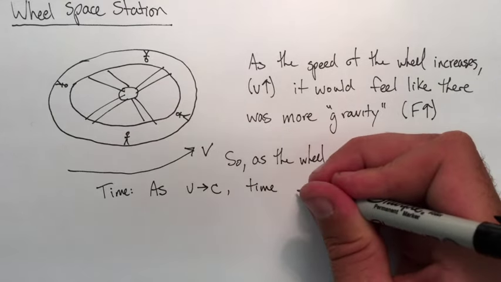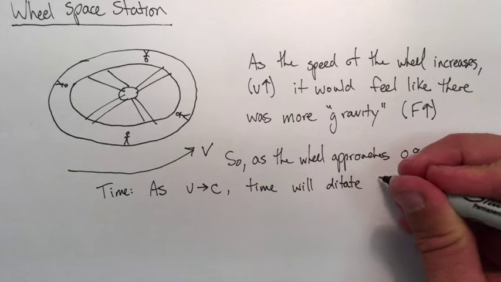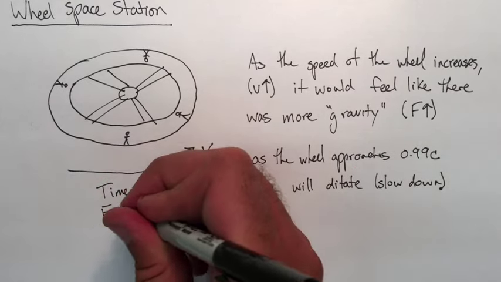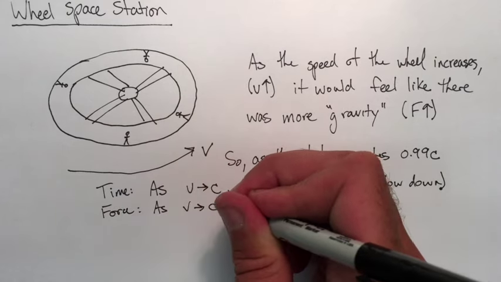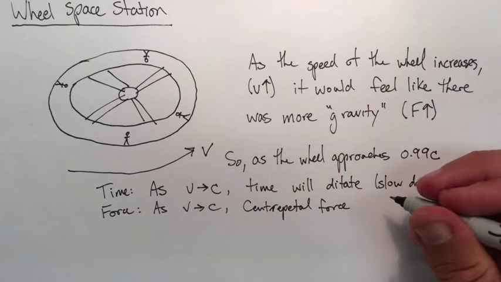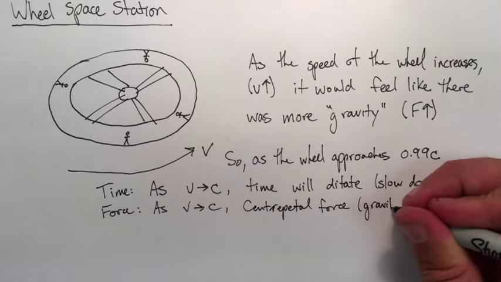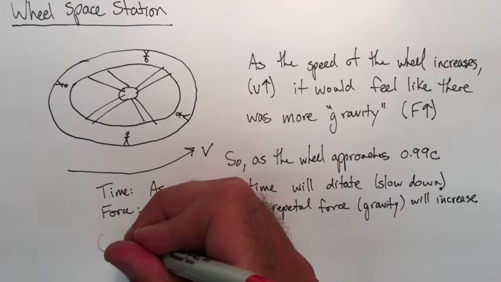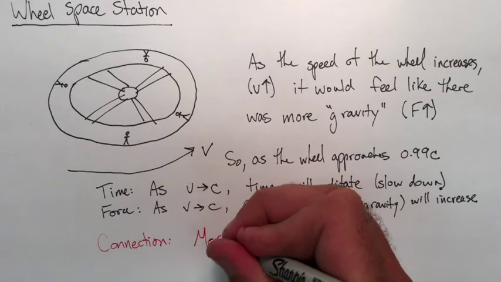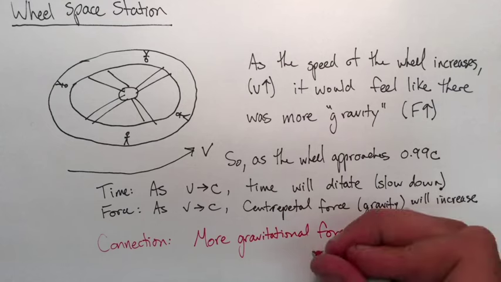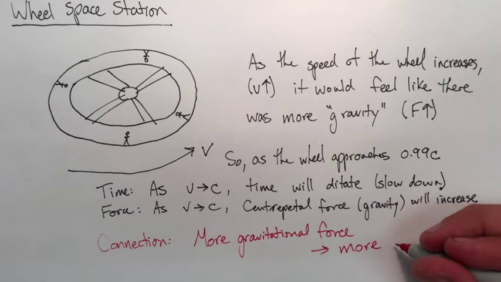If we look at how time is affected, we know that as the velocity approaches the speed of light, time will dilate. It will slow down. We also know in this situation that as velocity approaches the speed of light, the centripetal force, which is acting as the gravity, will also increase. Maybe there's some sort of connection between time and force. Here, more gravitational force means more dilation of time.